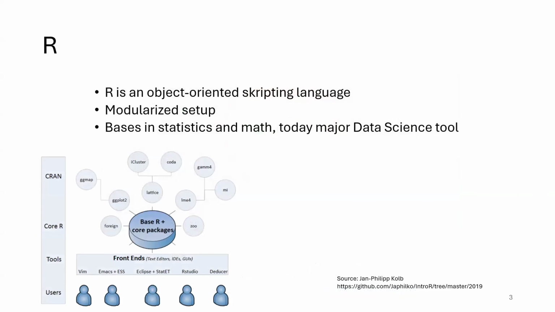R is an object-oriented script language based in statistics and math. Today, it's a major data science tool that we use. You can download it from CRAN. You can also have the Core R, and it does a lot of statistical analysis from the basics to the complex. It also does a lot of graphics, through ggplot2 and others.